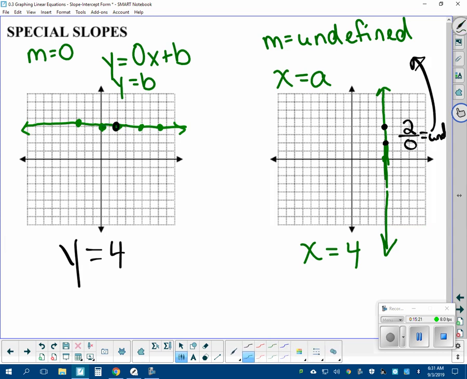Whereas on this one, if I counted the slope between these two, my rise would be none. My rise is not going anywhere. And my run is 3. Well, 0 divided by 3 is 0, hence the 0 slope. Okay? So if you forget which one's horizontal and which one's vertical, draw the line out, count the slope, and see. You can figure that out.